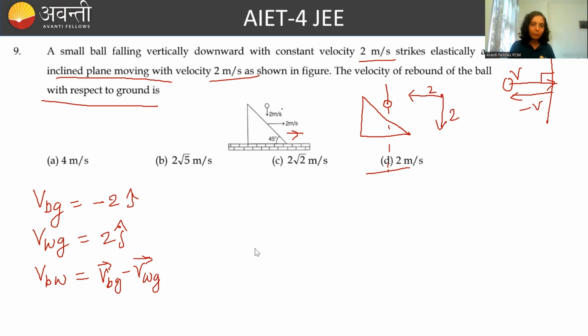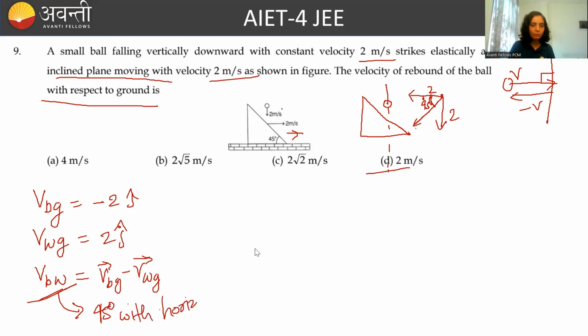So their resultant will pass somewhere from here, bisecting these two. So from a 45-degree angle it will pass, right? So this angle will become 45. This is VBW, velocity of ball with respect to wedge. So VBW is making an angle of 45 degrees with the horizontal.